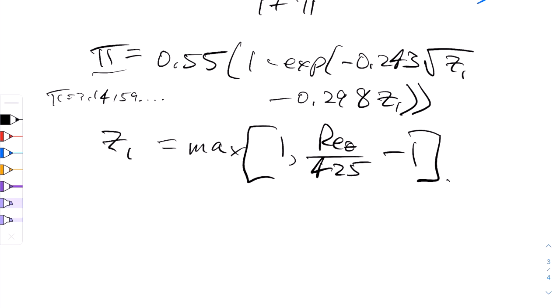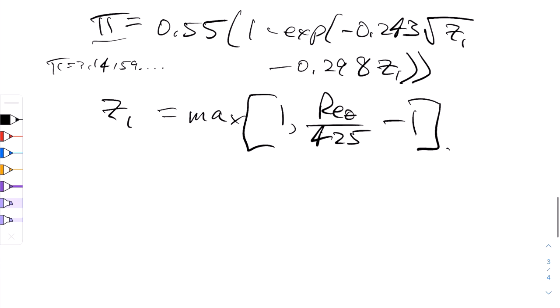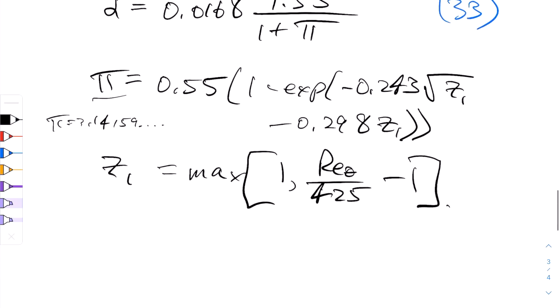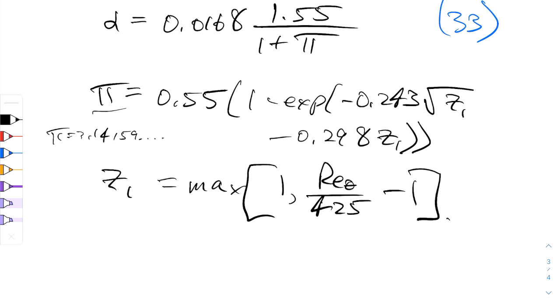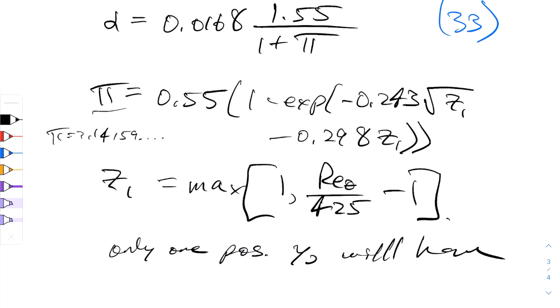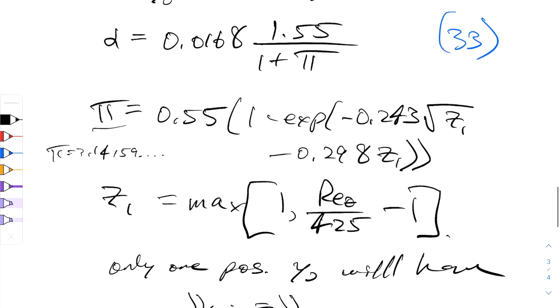Nonetheless, we've closed a model which is algebraic, extremely computationally efficient for turbulent boundary layers. You'll see that indeed the switch between the inner turbulent viscosity and outer turbulent viscosity is at a position y where both values are equal to each other. So only one position, y, will have nu_t,i equal to nu_t,o. And so the model's closed.